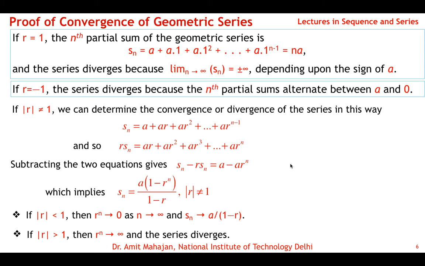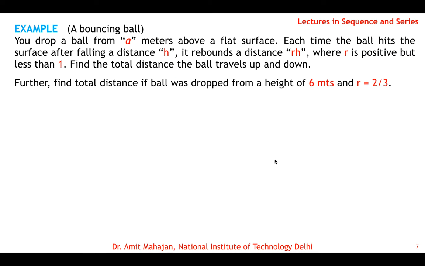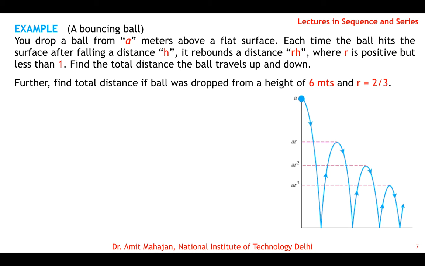Okay, we'll take one example here, the bouncing ball problem. Say you drop a ball from a meters above a flat surface. Each time the ball hits the surface after falling a distance h, it rebounds a distance r times h, where r is positive but less than 1. Find the total distance the ball travels up and down. Further, find the total distance if the ball was dropped from a height of 6 meters and r is 2/3. So first we have to solve for a general relation, and then we have to find a particular solution from there. Okay, so let us see what exactly the problem is.